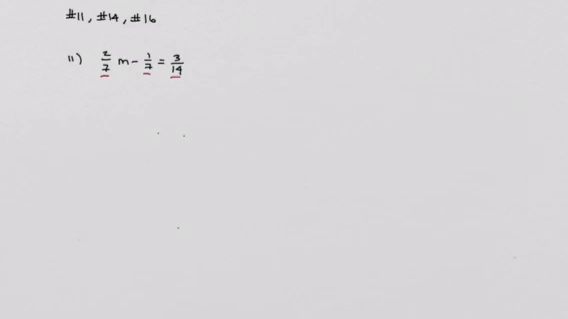Okay, so hopefully you've thought that through, and you realize that the lowest number that 7, 7, and 14 all go into would be the number 14. So we're going to take 14 and multiply it to each term, the terms being 2 sevenths m, negative 1 seventh, and 3 14ths. So we're going to take that 14 and multiply it to all of them. Why don't you go and do that right now?